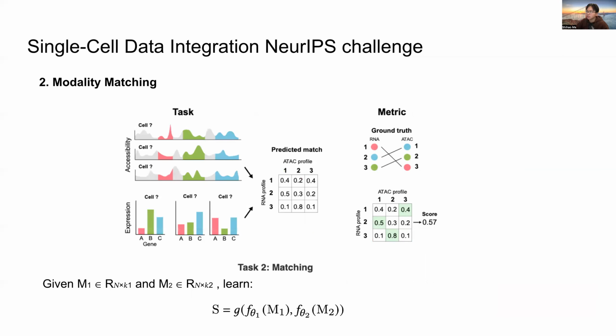And the second task is called modality matching. Also given 2 different modalities, we're trying to learn a way to match them. To be more specific, let's say we have the modalities of RNA and ATAC. We are trying to match the cells across the 2 modalities, right, cell 1 in RNA is cell 3 in ATAC, something like that. The output of this network is a similarity matrix, where each element is the probability that cell i is paired with cell j in the 2 modalities. The final score is calculated by the average over the ground truth pairs. So here we can see it is the average of 0.4, 0.5 and 0.8.